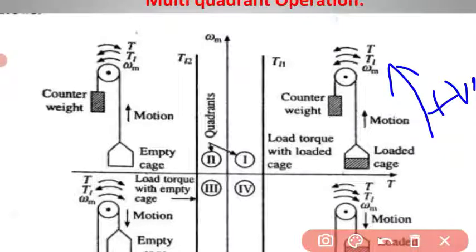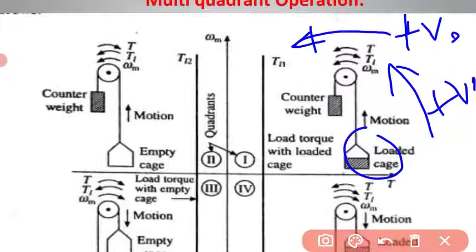To lift the loaded cage, the motor direction should be anti-clockwise, which is assumed positive. I repeat, the first quadrant operation requires the movement of the cage upward, which corresponds to positive motor speed in the anti-clockwise direction. The motion will be obtained if the motor produces positive torque in the anti-clockwise direction equal to the magnitude of load torque TL. Since the developed motor power is positive, this is the forward motoring operation.